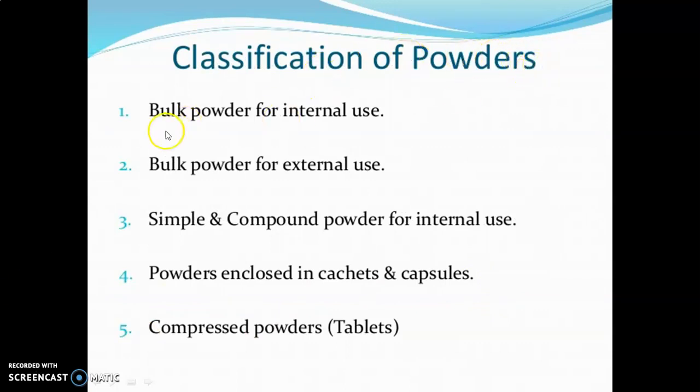Classification of powders: there are a total of 5 types of powders. First, bulk powder for internal use. Second, bulk powder for external use. Third, simple and compound powder for internal use. Fourth, powders enclosed in sachets and capsules. Fifth, compressed powders, that is compressed tablets and tablet triturates.